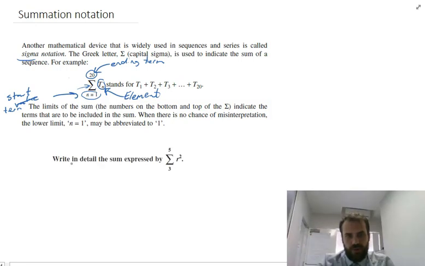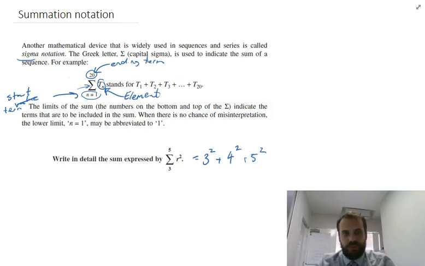So here's our question. Write in detail the sum expressed by sigma from 3 to 5 of r squared. Alright, so if we're going to do that, 3 is our starting element of r, and 5 is our ending element of r. So we need to do each one of those in turn. So we need to do 3 squared. Then we need to add the next element, which is 4 squared. Then we need to add the next element, which is 5 squared. So that's what this sum means. It means add each of those individually.